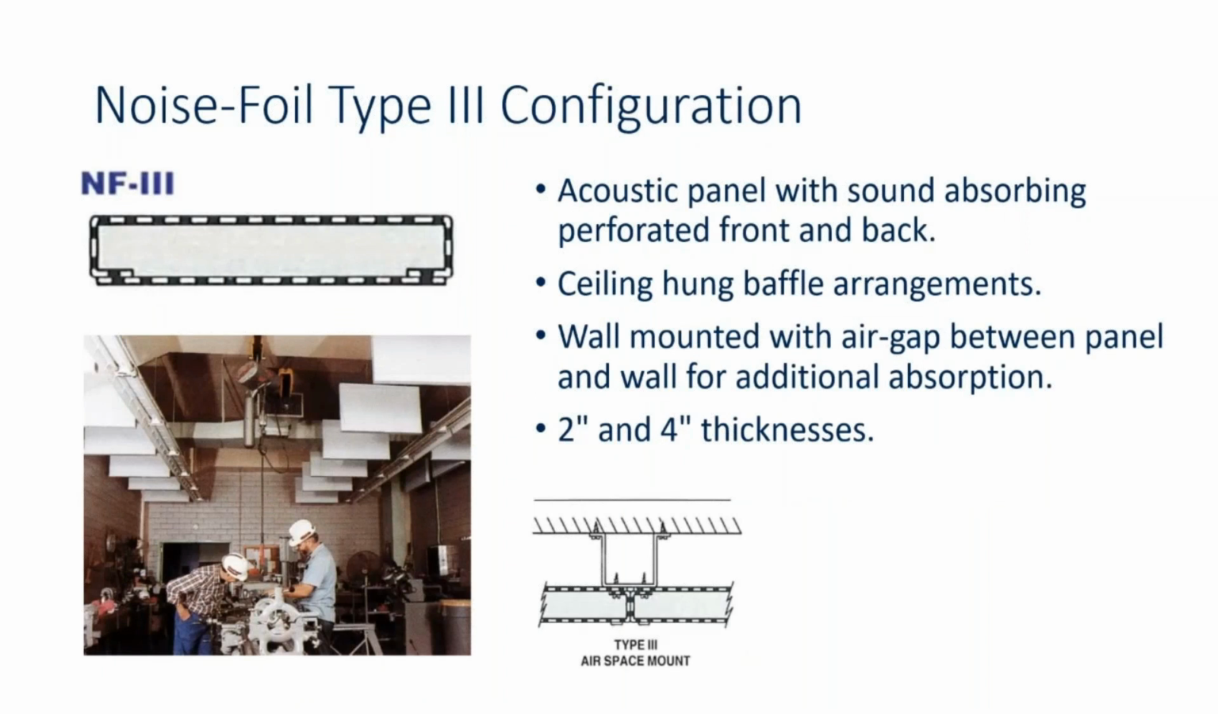Noise foil type 3 panels take a noise foil 1 panel that has an open back, and they add a perforated back sheet to it. The perforated back sheet means that the panels could be suspended as baffles with perforated facing on all 6 sides, or they could be used as a sound absorptive panel with an airspace mount suspended from the ceiling. The advantage of the airspace mount is that you increase the effective absorption of the panel without adding additional materials.